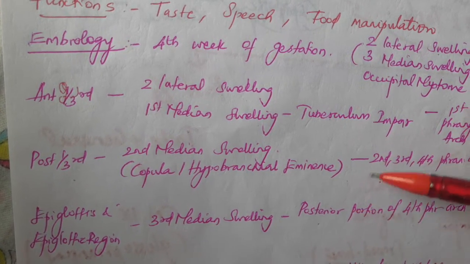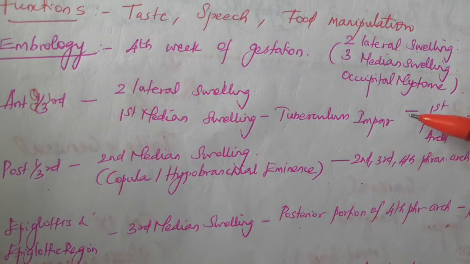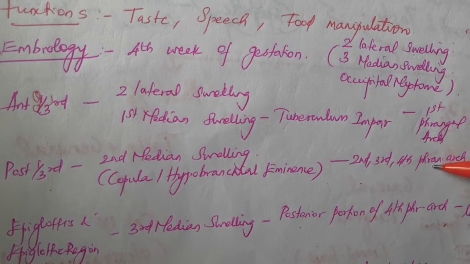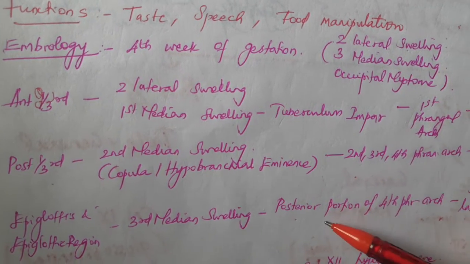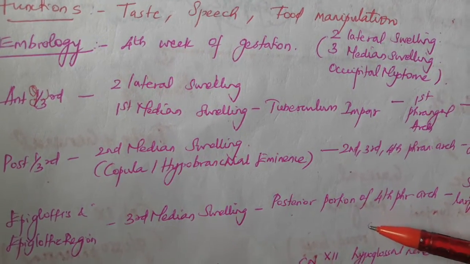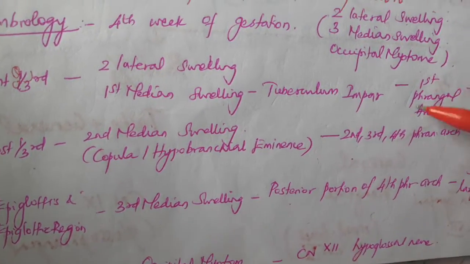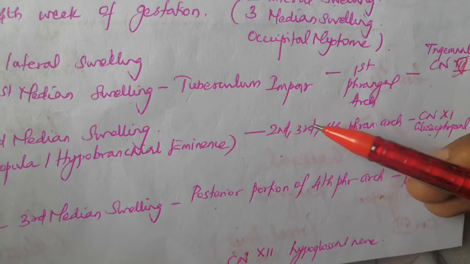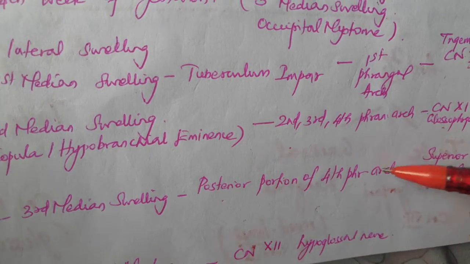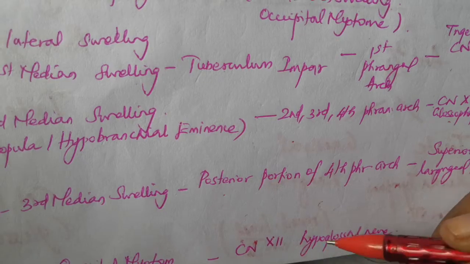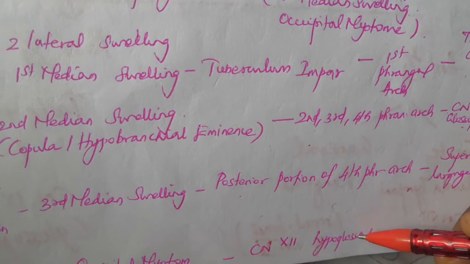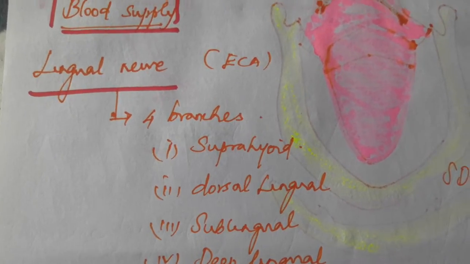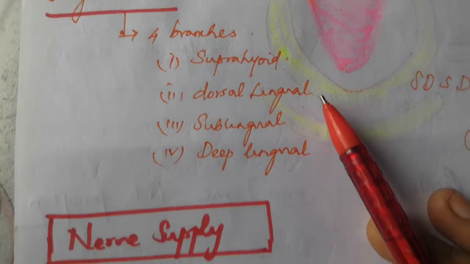Based on the origin of the pharyngeal arch, the nerve supply also differs. The anterior 2/3 is from the first pharyngeal arch, the posterior 1/3 from the second, third, fourth pharyngeal arches, the epiglottic region from the posterior portion of the fourth pharyngeal arch, and the muscles from the occipital myotome. Based on the arch, you have a nerve supply. First from the trigeminal, second, third, fourth from the glossopharyngeal, posterior of fourth pharyngeal is the superior laryngeal nerve, and lastly the myotome, all the muscles mostly by the hypoglossal nerve. Coming to the blood supply and the nerve supply.